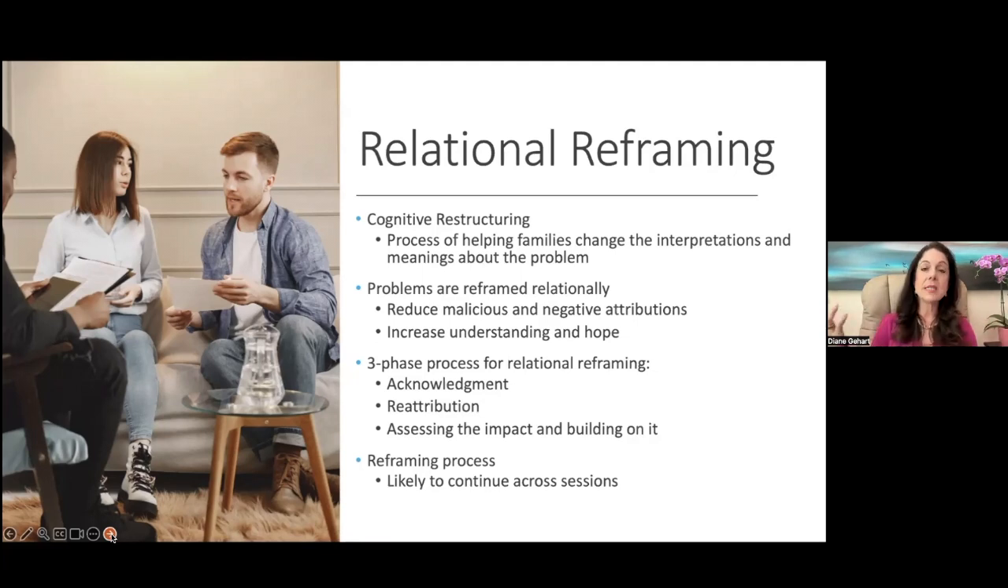If the parent has been seeing the teen as disrespectful and rebellious for years, one reframe is not going to undo that. And if the teen sees their parent as an unreasonable tyrant and a control freak and has been seeing them that way for years, it's going to take more than one session to get over that. So you'll be doing this across sessions.